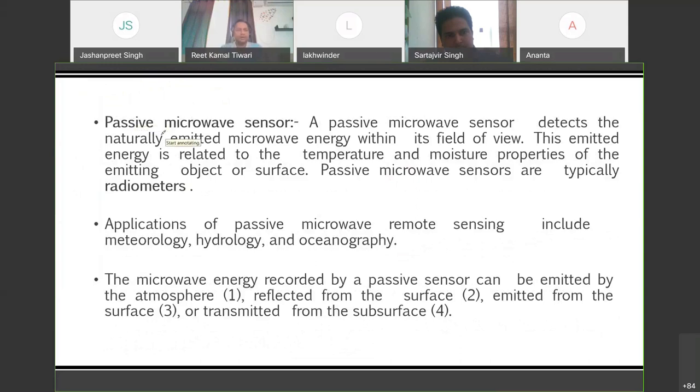Now, coming to another form of sensor, the passive microwave sensor. When the sensor is working in the microwave region, our Earth surface features sometimes emit microwave data also. So these microwave data, which are emitted from the Earth surface and captured by the sensors, are known as passive microwave sensors, and these are called radiometers.